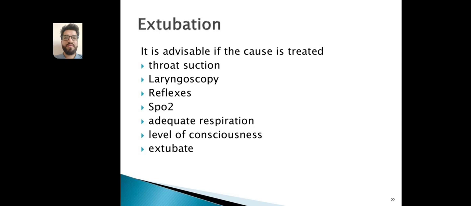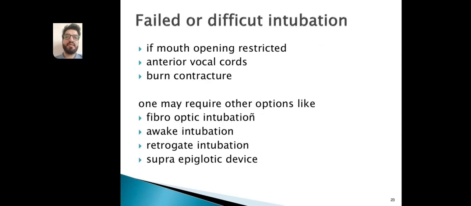After giving the proper idea of the whole process, we need to slightly discuss failed or difficult intubation. Difficult intubation is that condition where the insertion of the tube is not easy. In this case, the opening of the mouth can be restricted, or the vocal cords can be slightly anterior, that is towards the front side, and we will not be able to see the vocal cords properly. Also, sometimes there can be burns on the neck, and then we will not be able to give proper position to the patient.